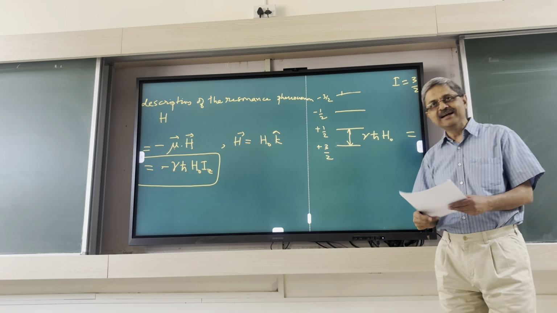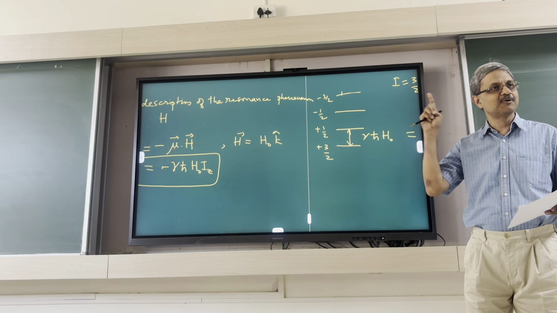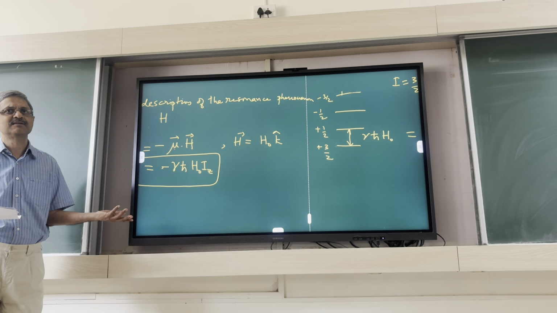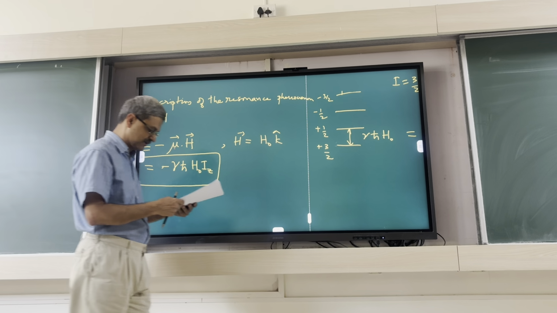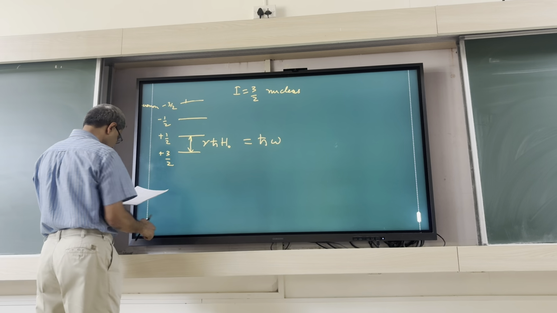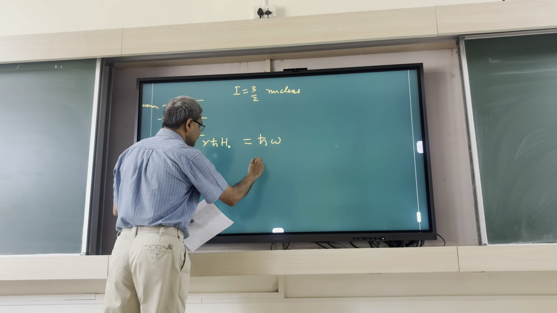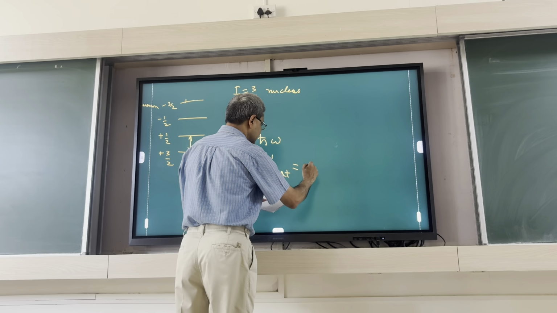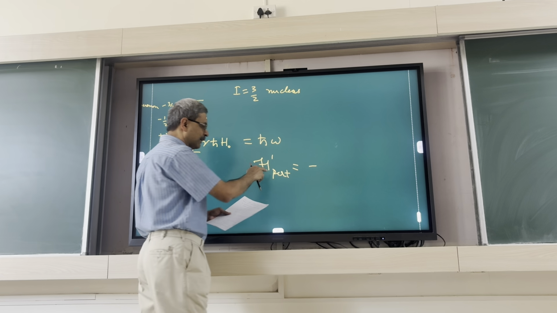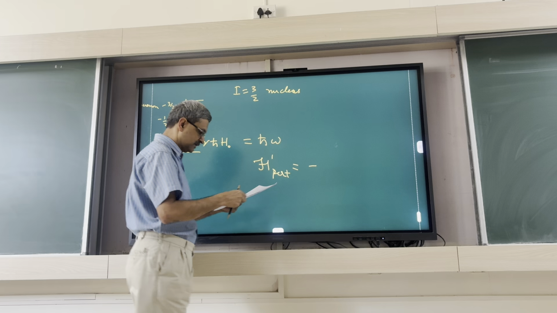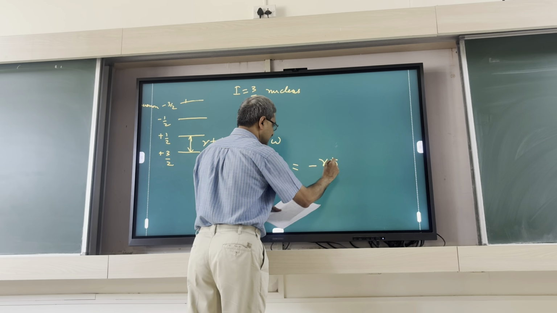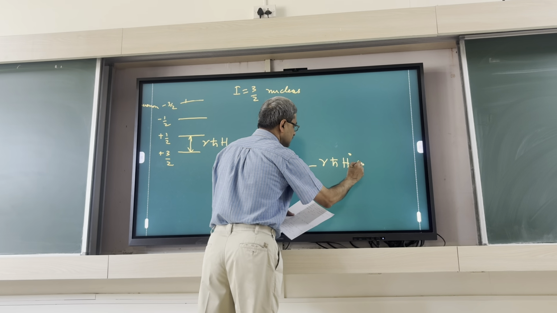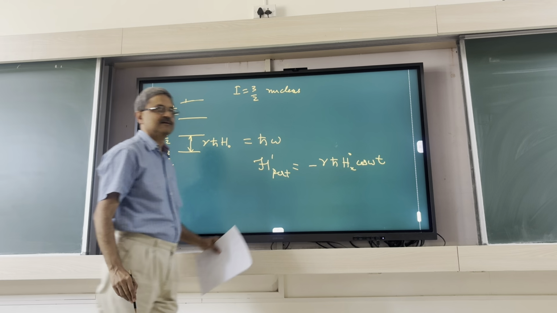So you need a transverse component of the field to cause transitions. The longitudinal component simply changes the energy level spacing, nothing else. To cause transitions, you need a transverse component. So let's say we have some perturbation, perturbing the Hamiltonian through a transverse field, which looks like minus gamma h bar times some x field, let's say.